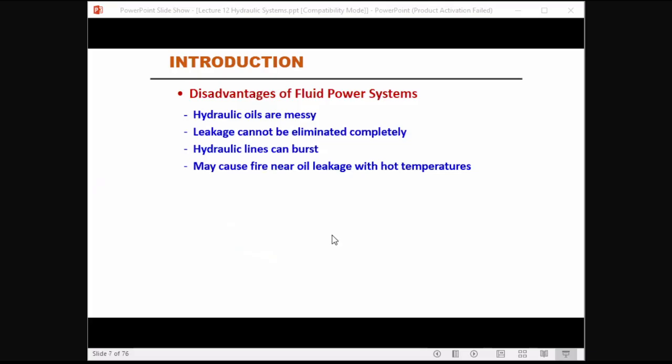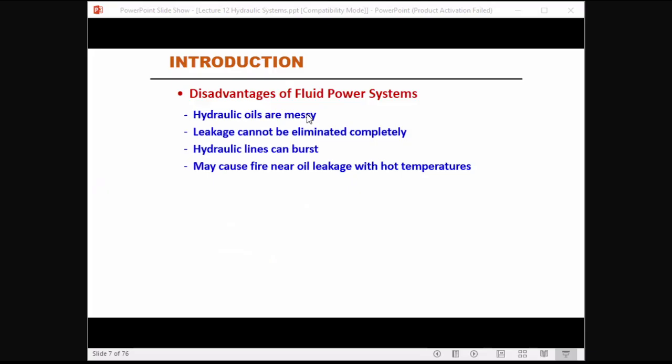Then under this slide, we can discuss the disadvantages of fluid power systems. First one is hydraulic oil is messy. The use of hydraulic oil can lead to spills and leaks, resulting in a messy working environment that requires regular cleaning and maintenance.